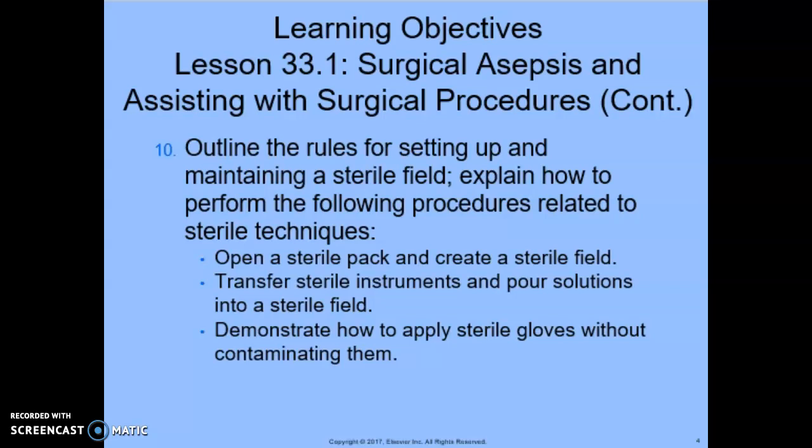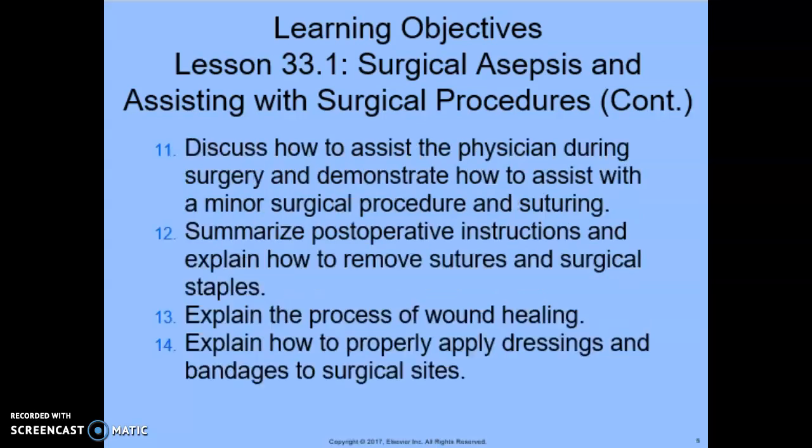This is so important. We talked in lab last week about what the ramifications are if we break a sterile field and then cause an infection for our patient. In this, we need to be able to open a sterile pack, create a sterile field, transfer sterile instruments and pour solutions into sterile field, and demonstrate how to apply sterile gloves without contaminating them. Discuss how to assist the physician during surgery and demonstrate how to assist with a minor surgical procedure and suturing.